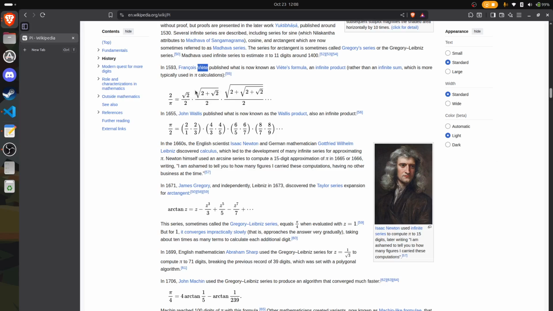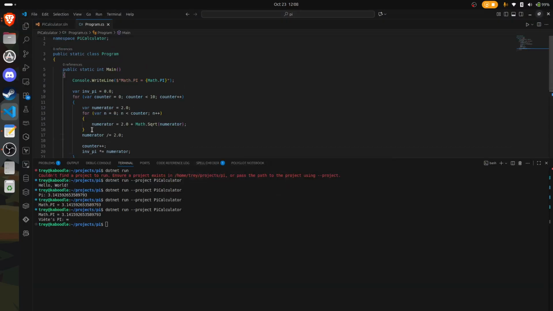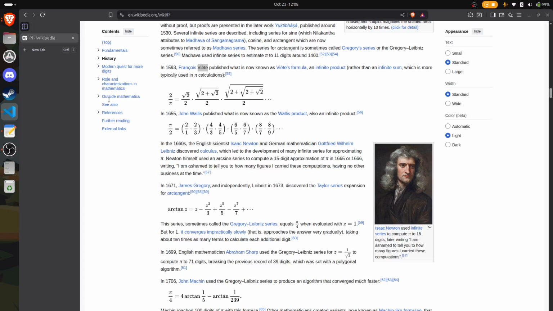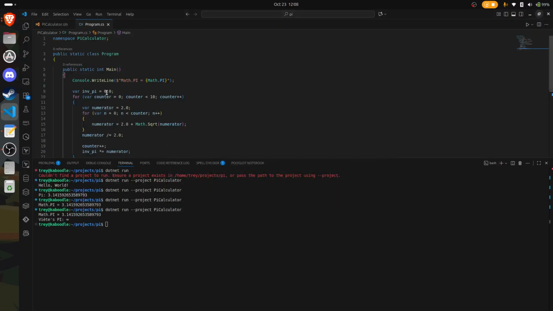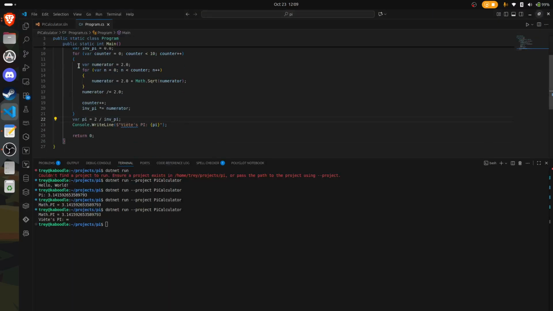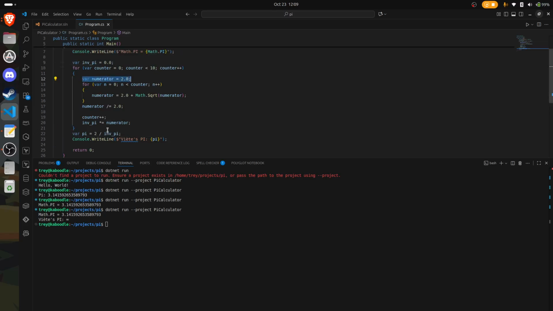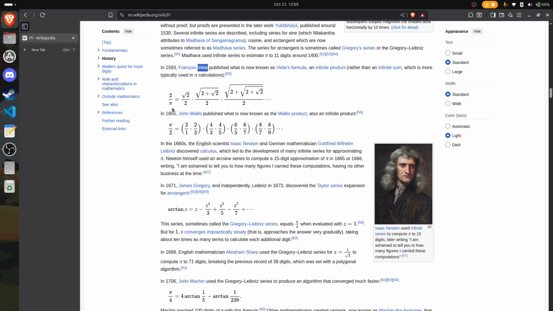For the first one, let's look at this again. Inverse pi when the counter is at 0, it's going to start with 2 plus the square root of 2. But it's missing the first section where it just has square root of 2 over 2.